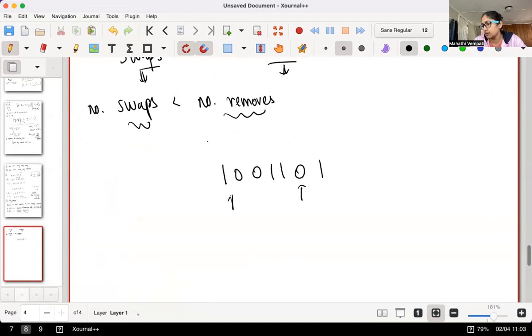I remove this and this, 00111, which is nice. But apparently I can do one removal and one swap. Oh, sorry, not this. 0010110. Right, here you can swap and here you can remove. It's 00.